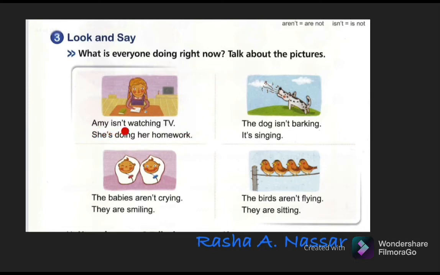Amy isn't watching TV. Is not. You know, of course, that is not means isn't. So here, Amy isn't watching TV. She is doing her homework. Again, Amy isn't watching TV. She's doing her homework. So here, this is the negative one, and this is the affirmative one.